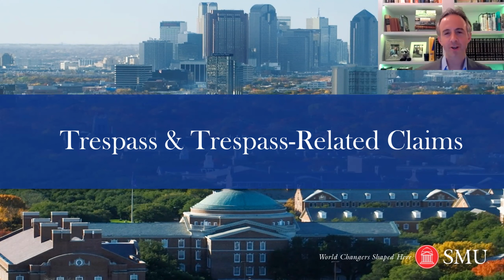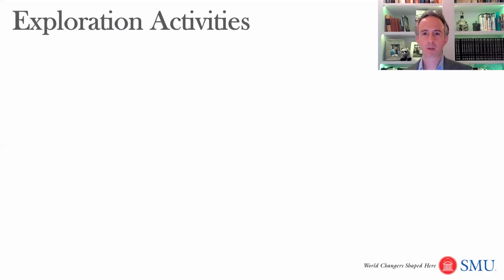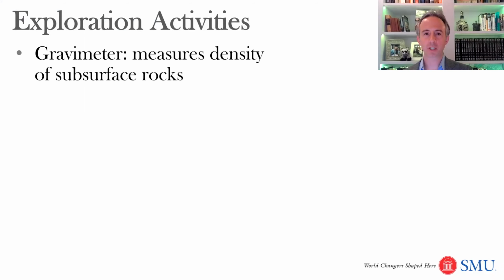Today we'll start talking about the relationship between oil and gas companies and the landowners whose land they operate on. So we'll start by discussing how they do the very first phase of the oil exploration process, where they take seismic imagery of the rocks underneath the earth to figure out where oil might be. And then we'll talk about some of the claims that you might have if an oil and gas company wrongfully operates on your land. So let's start by talking about exploration activities.